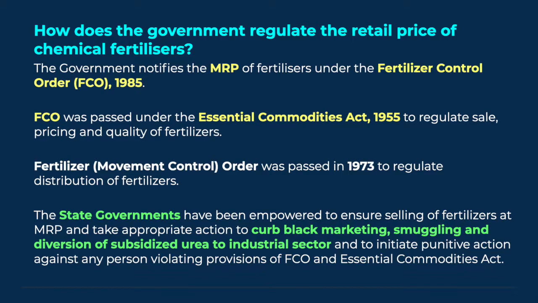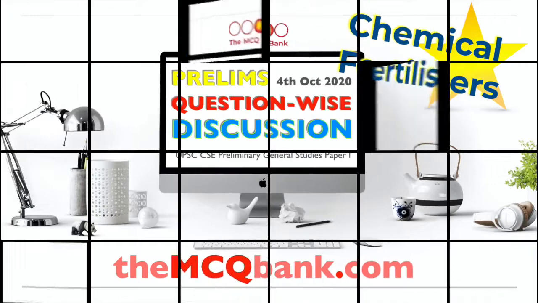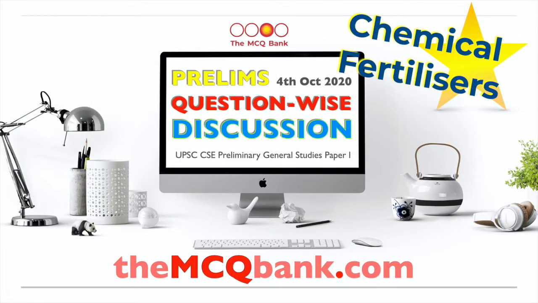The state governments have been empowered to ensure selling of fertilizers at MRP and take appropriate action to curb black marketing, smuggling and diversion of subsidized urea to industrial sector and to initiate punitive action against any person violating provisions of FCO and Essential Commodities Act. So this was the answer and the explanation to the question on chemical fertilizers.